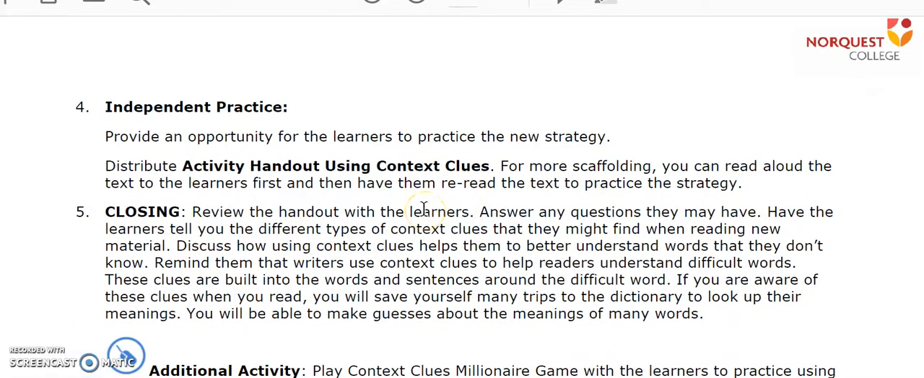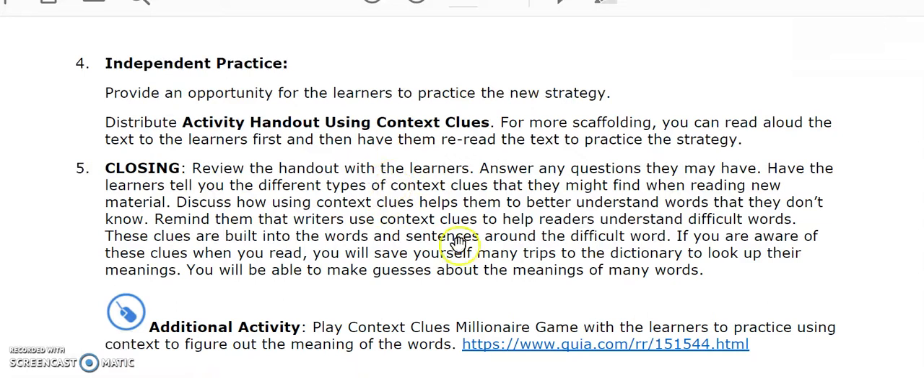As well, you will find an additional activity in the lesson plan to play a game where learners will practice using context clues to figure out the meaning of new words. Please refer to the lesson plan for information on how to teach this strategy in more detail.